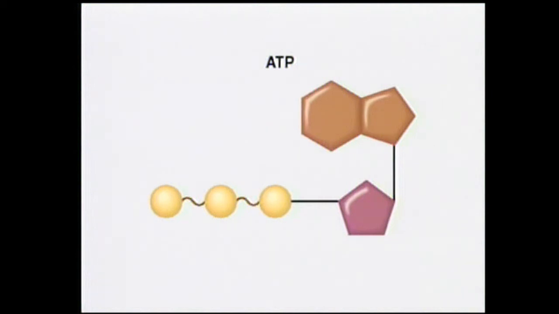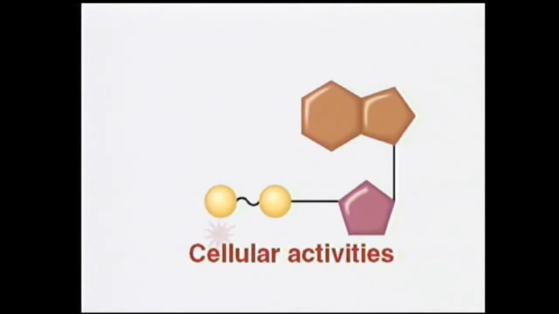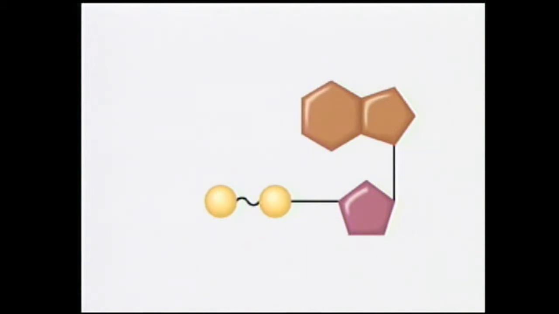Notice the wavy lines between the two outer phosphates. These wavy lines represent high-energy bonds. Breaking the first high-energy bond in ATP releases energy and a free phosphate. This energy is used to power cellular activities. Adenosine, with only two attached phosphate groups, is called adenosine diphosphate, or ADP.